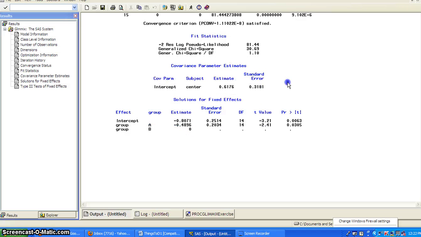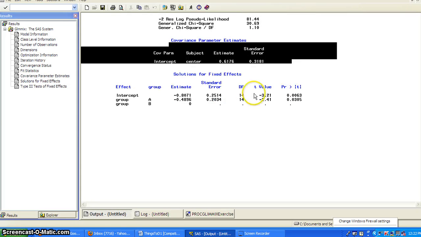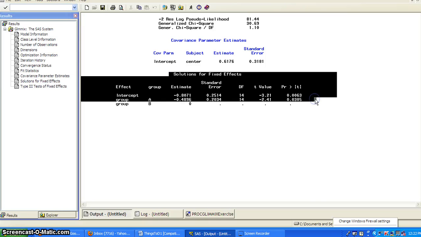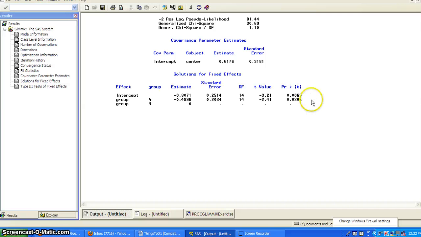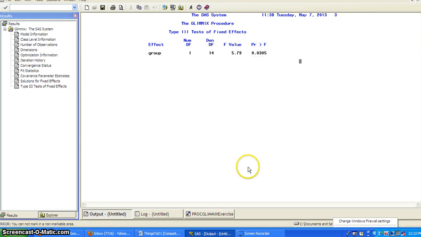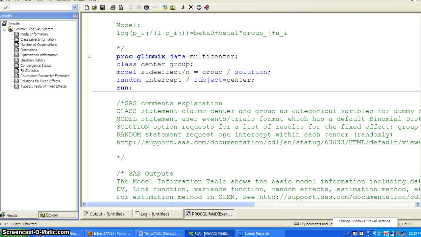Okay, and then we have the covariance parameter estimate, and we have the solution option in the model statement, which gives us the fixed effects estimates, and then we have the type 3 test for the group effect. In this case, it seems there is a treatment group effect after adjusting for the center clustering.